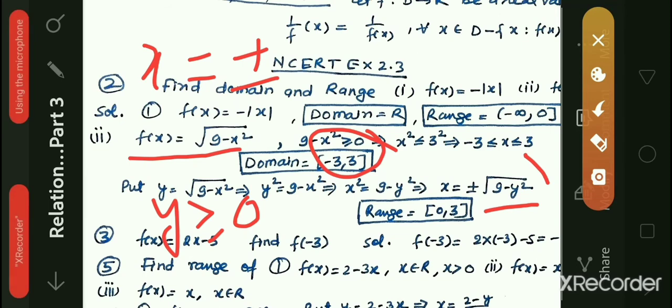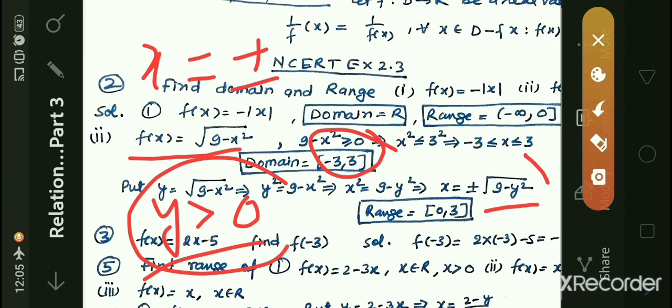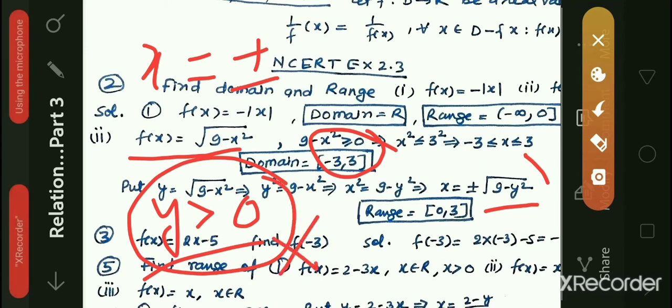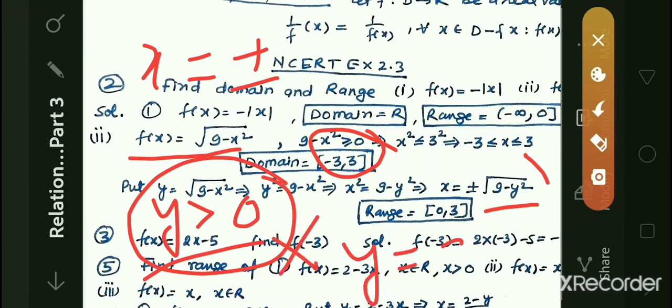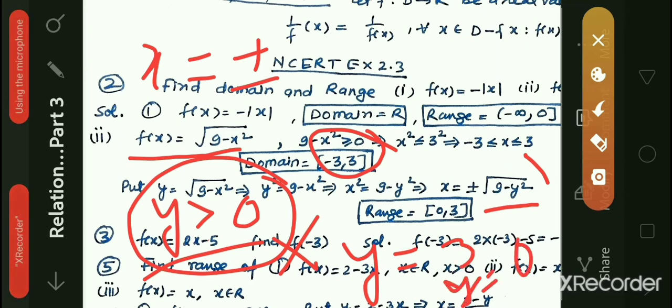If this exceeds here, then it will not be possible. So y cannot be greater than 3. This is not possible. Maximum y can be 3, and least y can be 0, because we cannot take negative, so it cannot be less than 0. So the range will be [0, 3], which means y can take any value from 0 to 3.